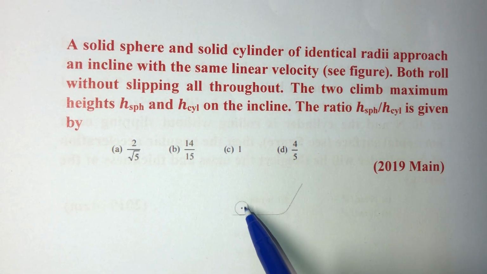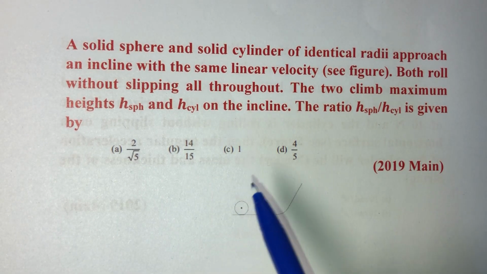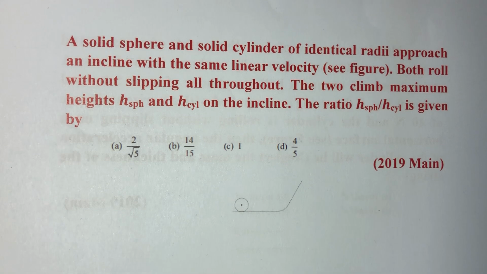So this is a figure. These are the solid sphere and cylinder, and they are going to climb. So we have to respectively find out the height through which they are going to climb.